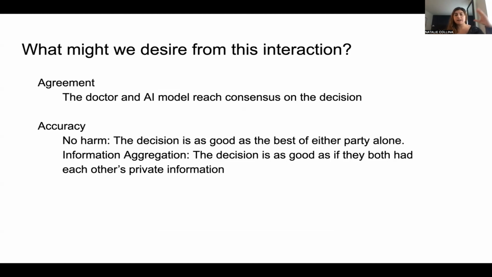The second is a higher benchmark, the highest possible that you could reasonably get, which is information aggregation. It says the resulting decision is as good as if they both had just taken the private information they had and completely clumped it together, and made an optimal decision based on that information. I'll talk a little bit more about why the protocol can't just be that we clump the information together, because of course that would achieve information aggregation.